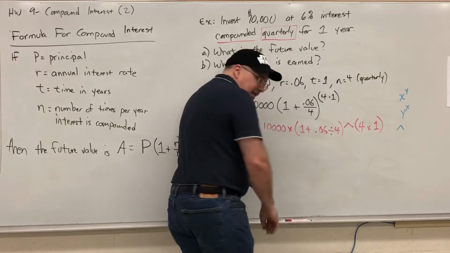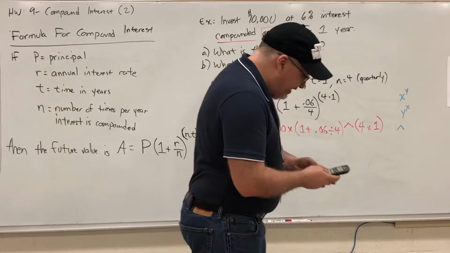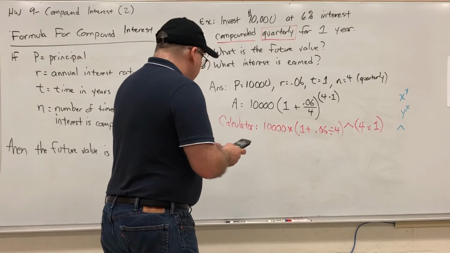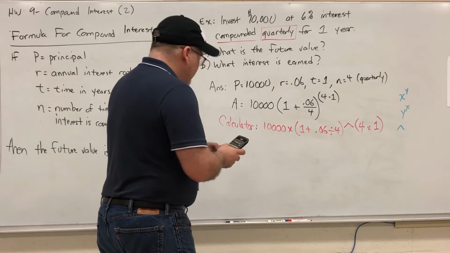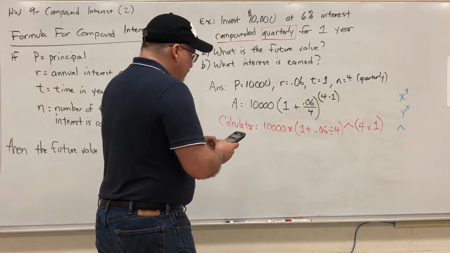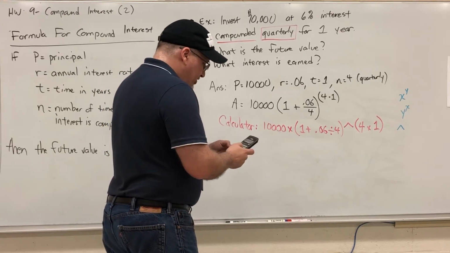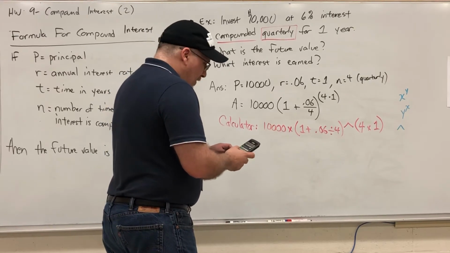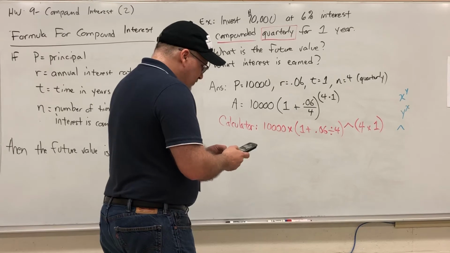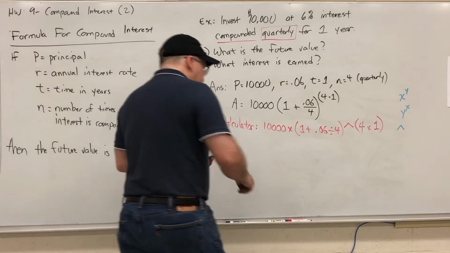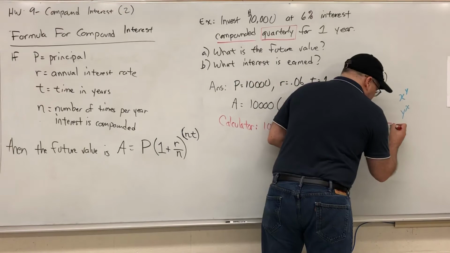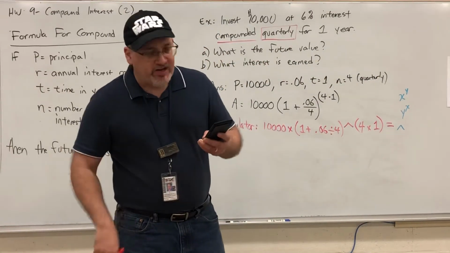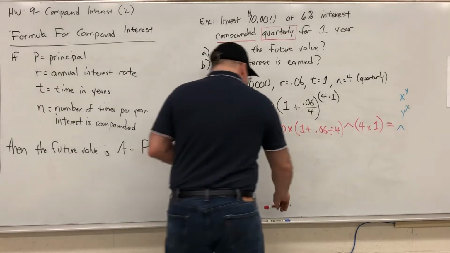But if you put it all in your calculator correctly, we should get an answer that's pretty close to the one we just got. 10,000 times, open parentheses, 1 plus 0.06 divided by 4, close parentheses, exponent button, open parentheses, 4 times 1, close parentheses, and I should also mention that you have to finish it all by pressing equals, or if you have a graphing calculator, pressing enter. And what did we get?